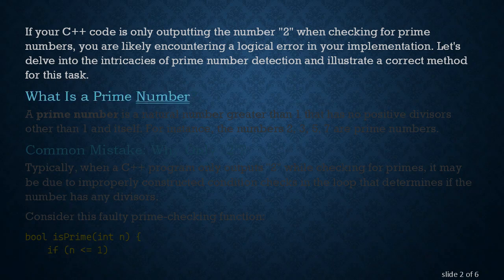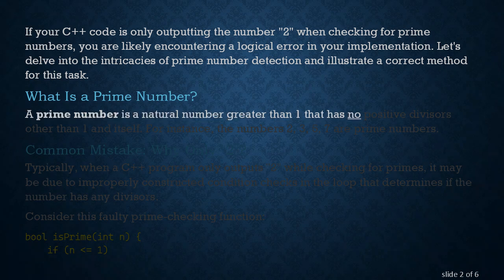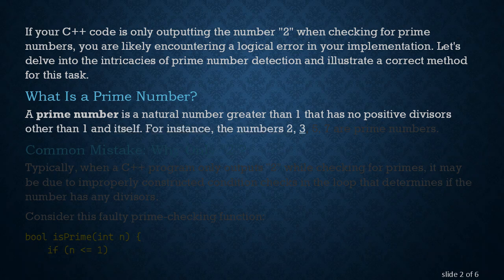What is a prime number? A prime number is a natural number greater than 1 that has no positive divisors other than 1 and itself. For instance, the numbers 2, 3, 5, 7 are prime numbers.